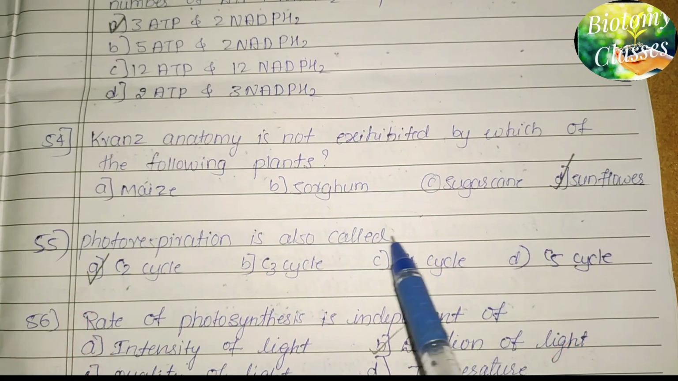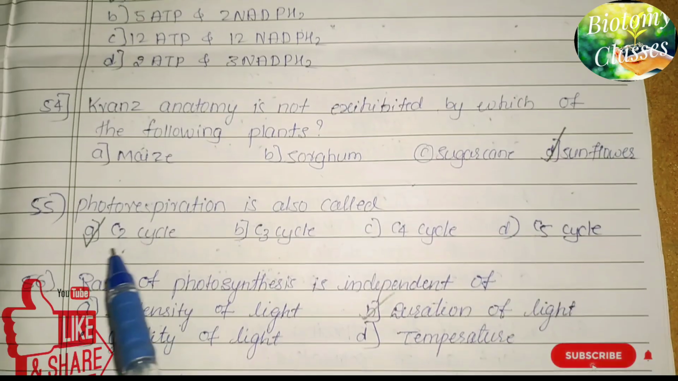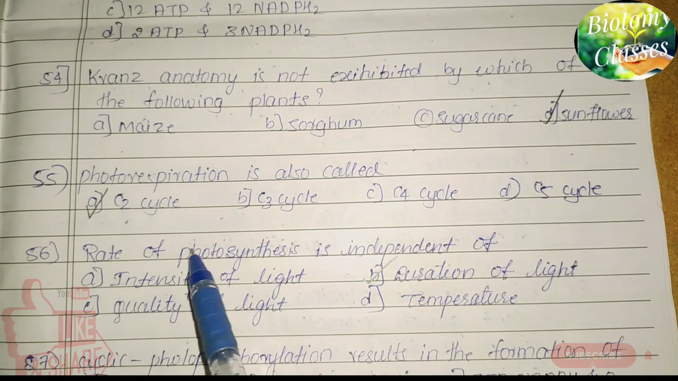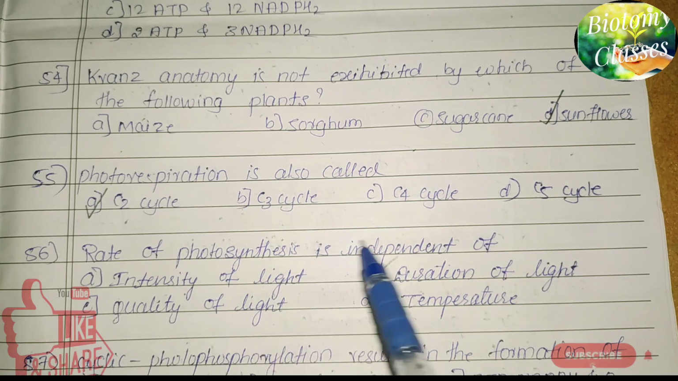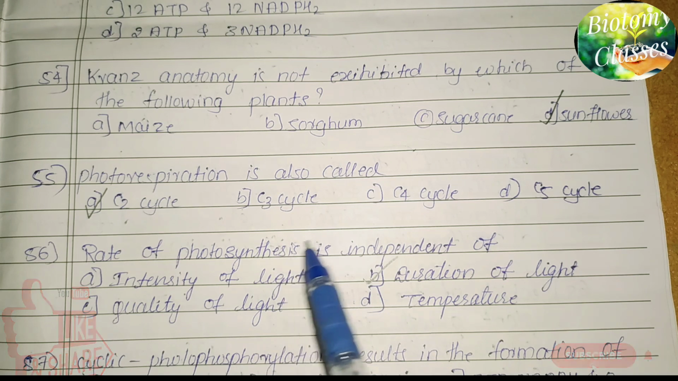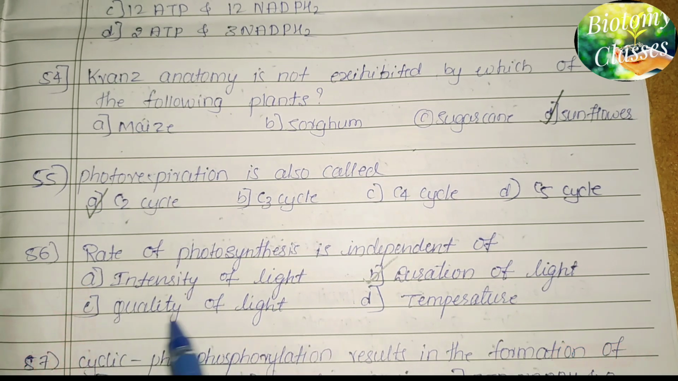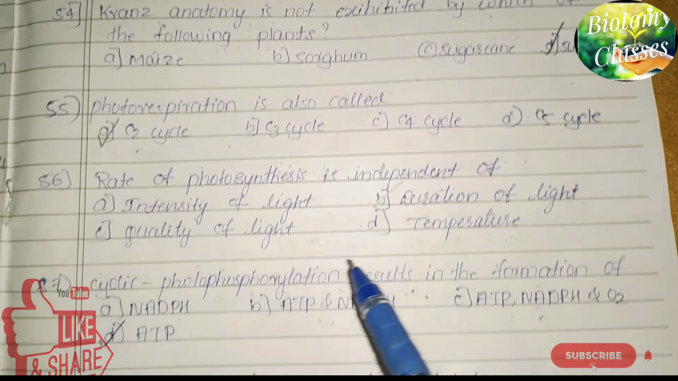Photorespiration is also called the C2 cycle. 56th question, the rate of photosynthesis is independent of duration of light, because it depends on the intensity of light, quality of light, temperature, but it is independent of the duration of light.